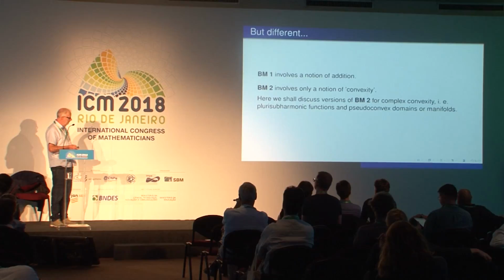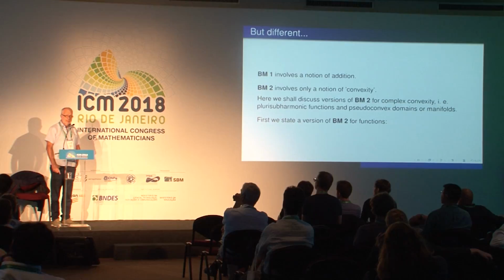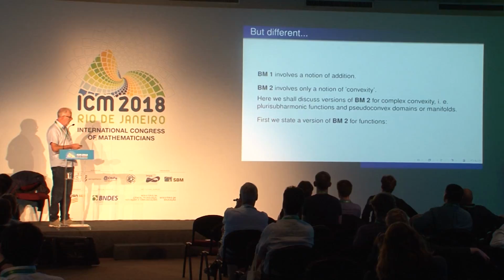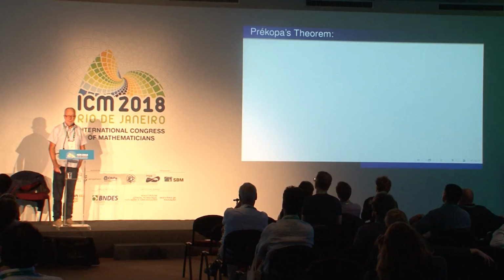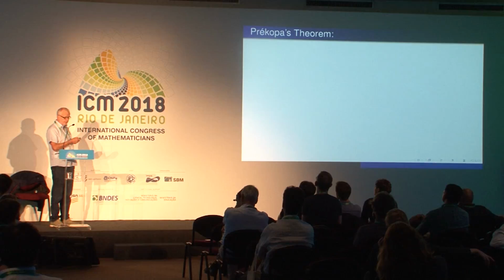First, before I do that, I'm going to state yet another version, which is actually a generalization of the Brunn-Minkowski theorem for functions instead of domains. And it is the following statement. It's called Prékopa's theorem, because it was first proved by Prékopa, a Hungarian mathematician. It goes back to the 50s or 60s or something, I don't remember exactly.